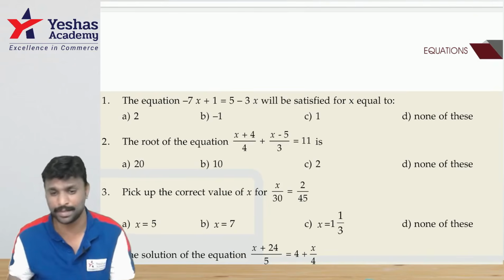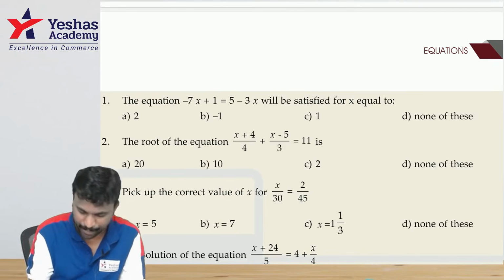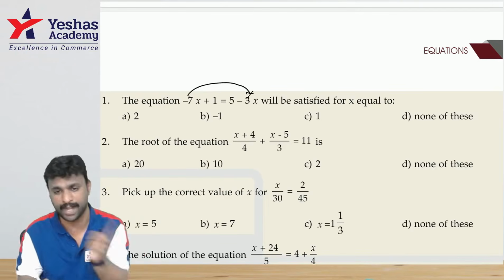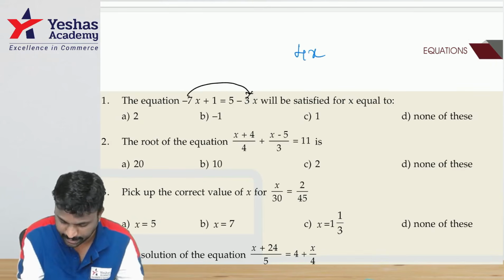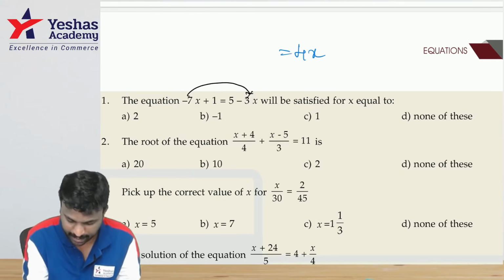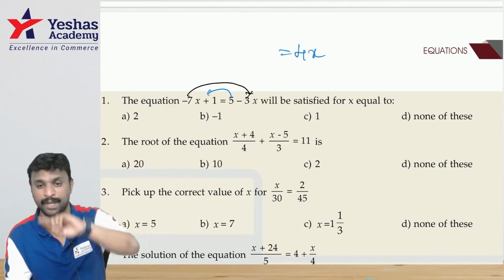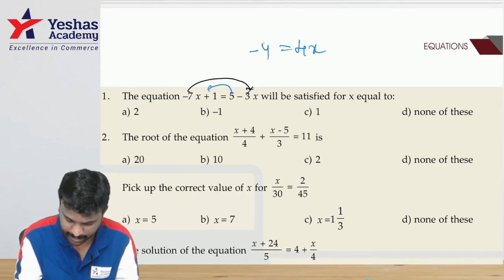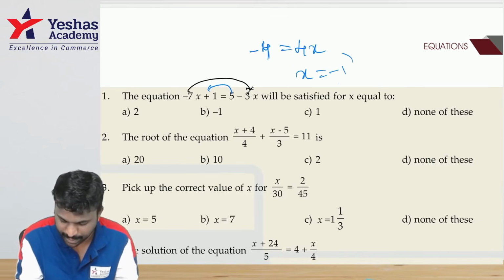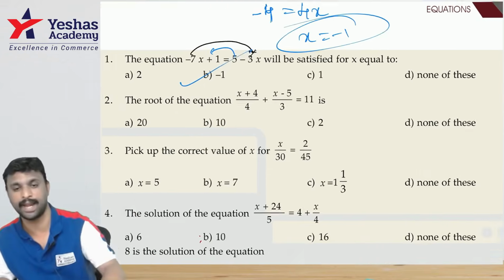Just combine x terms together and the constant terms together. Minus 7x, if I take it to the right hand side, it becomes plus 7x. 7x minus 3x is 4x. On the left hand side, if I transpose this 5 to the left hand side, it becomes minus 5. 1 minus 5 is minus 4. Guys, if you solve this, you get x value as minus 1. Option B is the right answer.